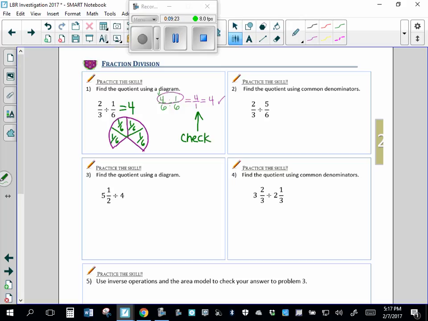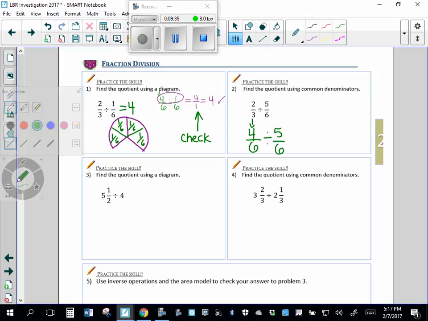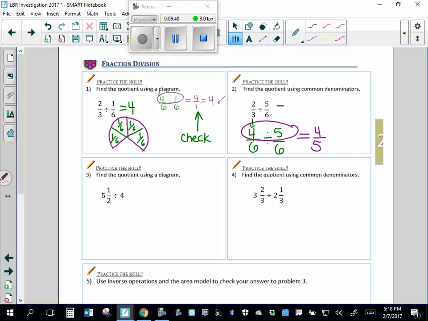Now on this next one, find the quotient using common denominators. I'm going to rewrite 2/3 as 4/6 divided by 5/6. So step 1, common denominators, done. Step 2, there are no mixed numbers. Step 3, divide the numerators. 4 divided by 5 is 4/5. So that's your final answer.